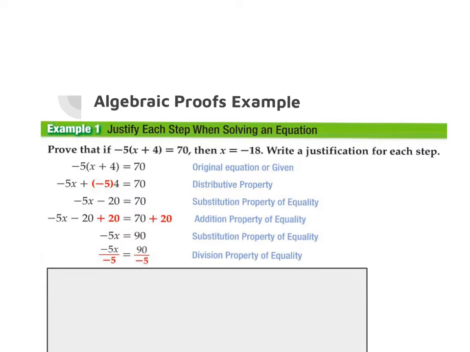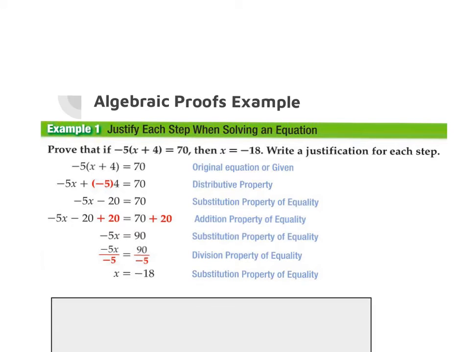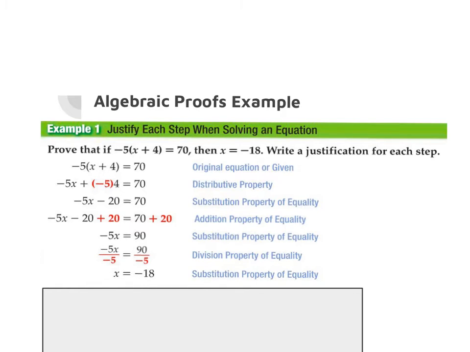Then we have our division property of equality. Again, our substitution property of equality. And then we arrive at our answer. X is equal to negative 18, and x is equal to 8. And so we provided justification for each step. So that is an example of an algebraic proof. So just like we had here, we kind of had our statement and then our reason.